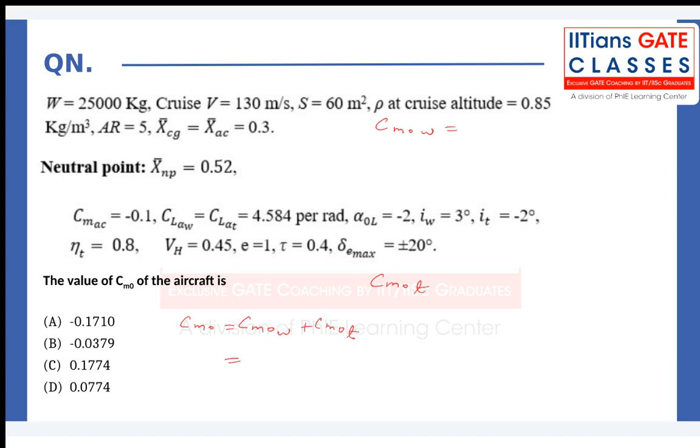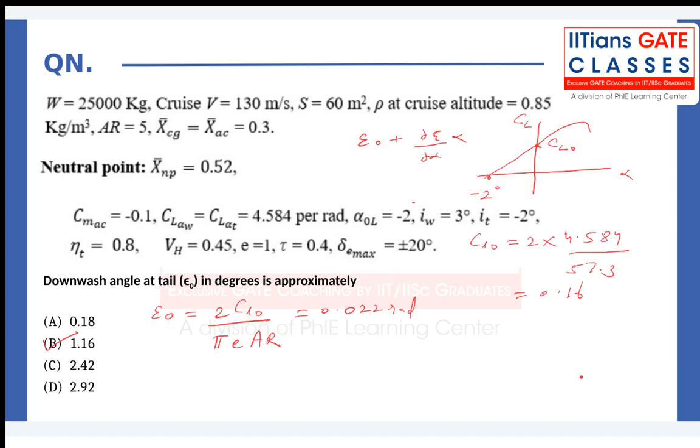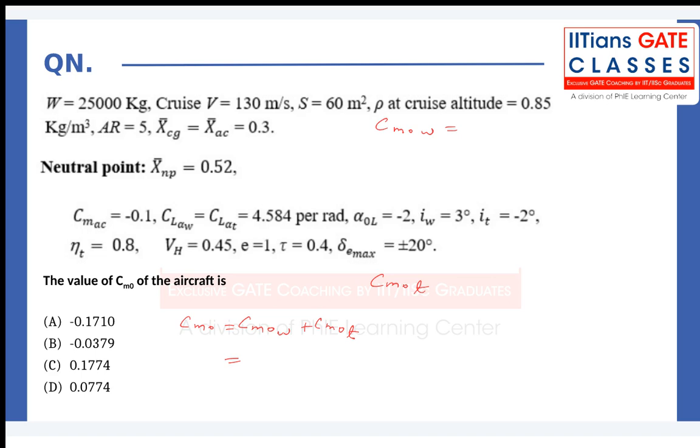You want the previous slide, Parthiv? Okay, epsilon naught. It was 1.16. So Cm naught tail, we have used this formula earlier in this class. So it was Vh eta Cl alpha tail into I wing plus epsilon naught minus I tail. Okay, so this again, be careful of the units. Cl alpha tail is given to you in per radians, everything else is in degrees.